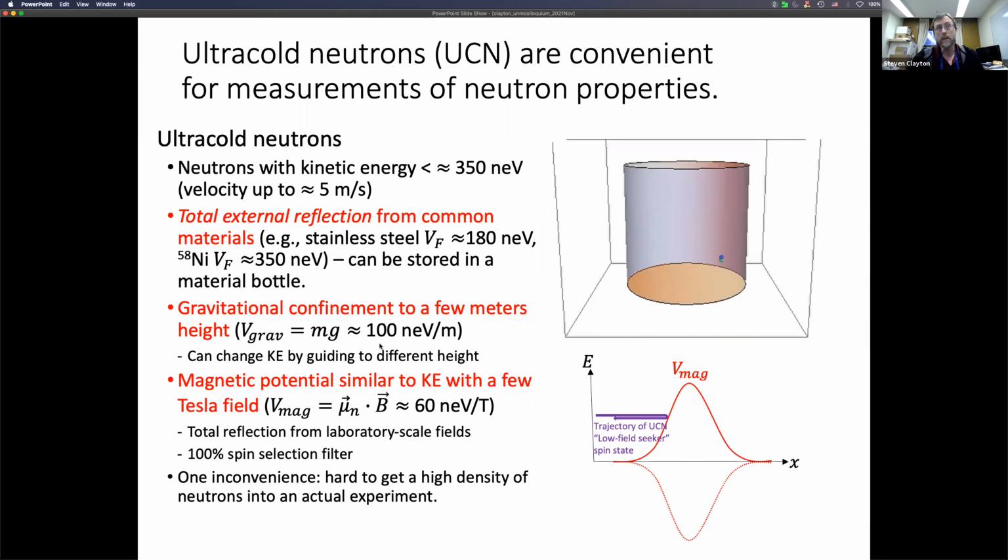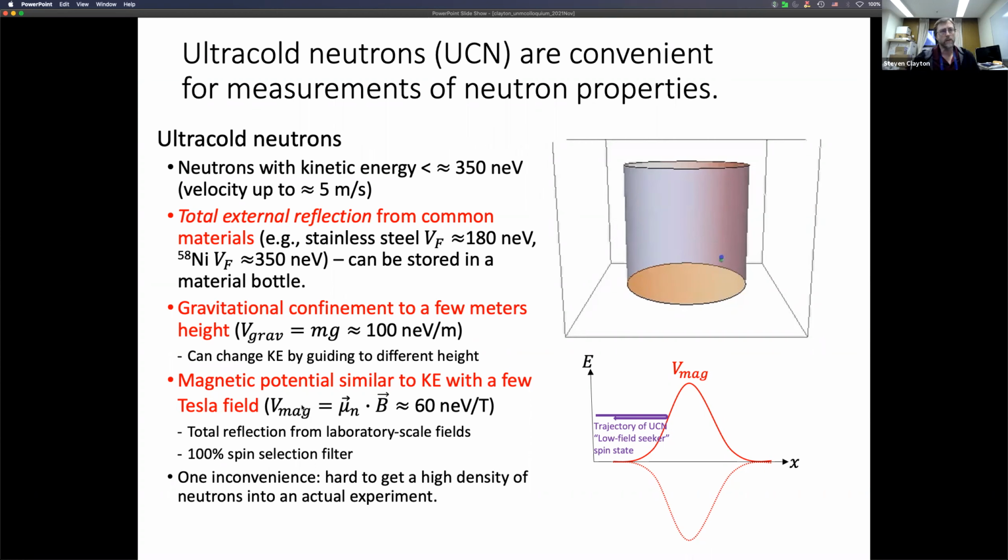So this gravitational potential is on this order also, this 100 nanoelectron volts per meter. So basically, if you have a 100 nanoelectron volt ultracold neutron, it'll bounce 1 meter high, up to 1 meter high. And you can furthermore change the kinetic energy by guiding it to a different height.